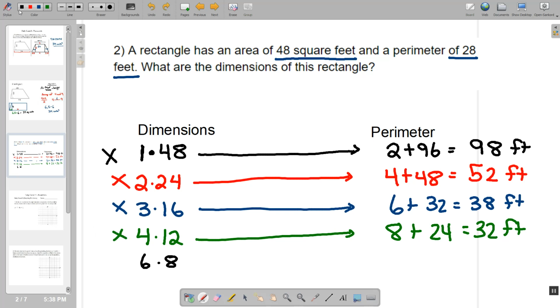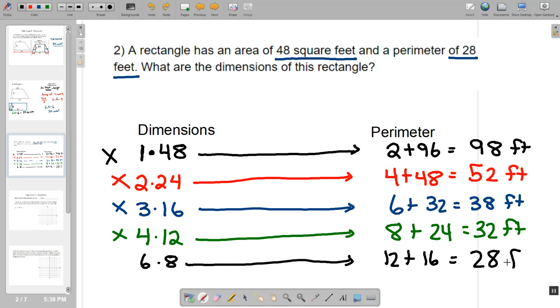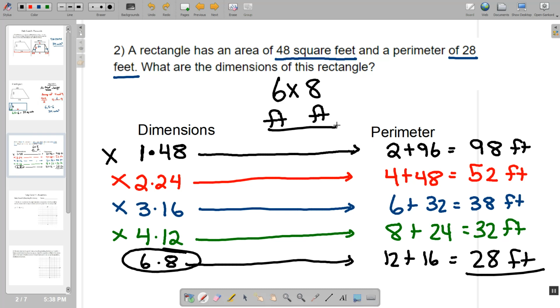So it better be our last one, or else we made a big mistake here. 6 times 2 is 12. 8 times 2 is 16. And wouldn't you know, 28 regular feet. That means our rectangle is 6 by 8. And 6 feet by 8 feet. And there you go. That is the answer for the third daily quest.